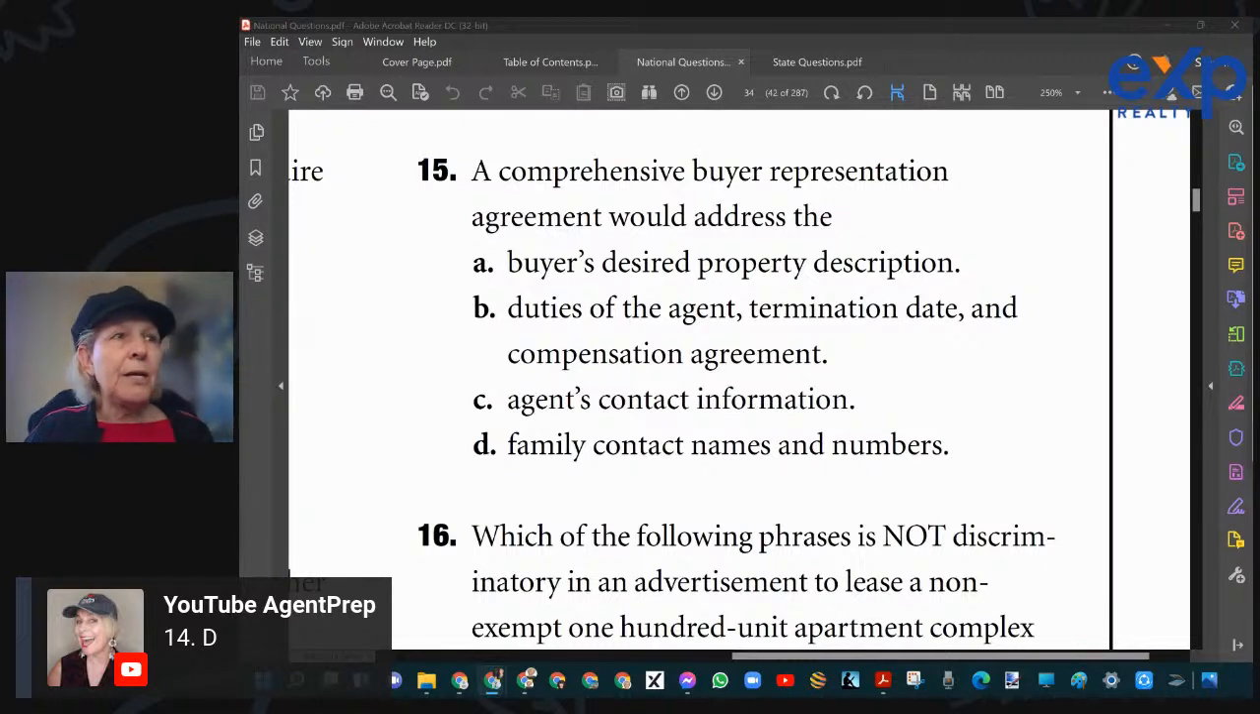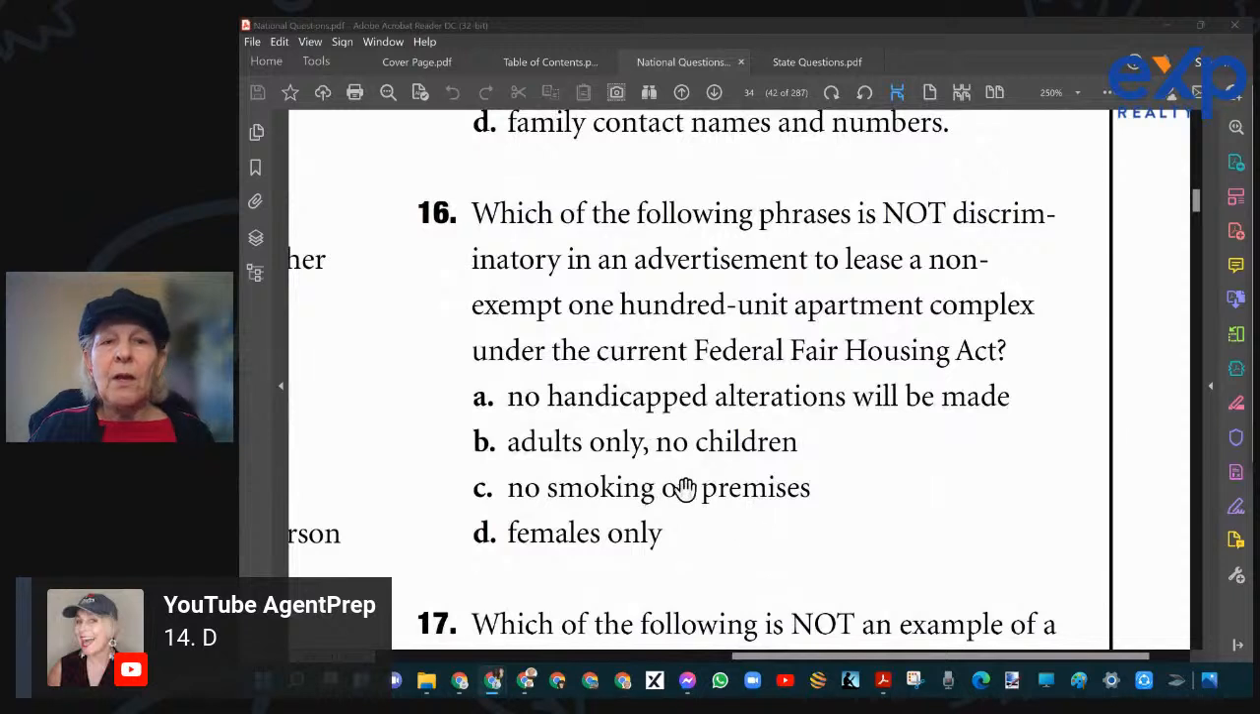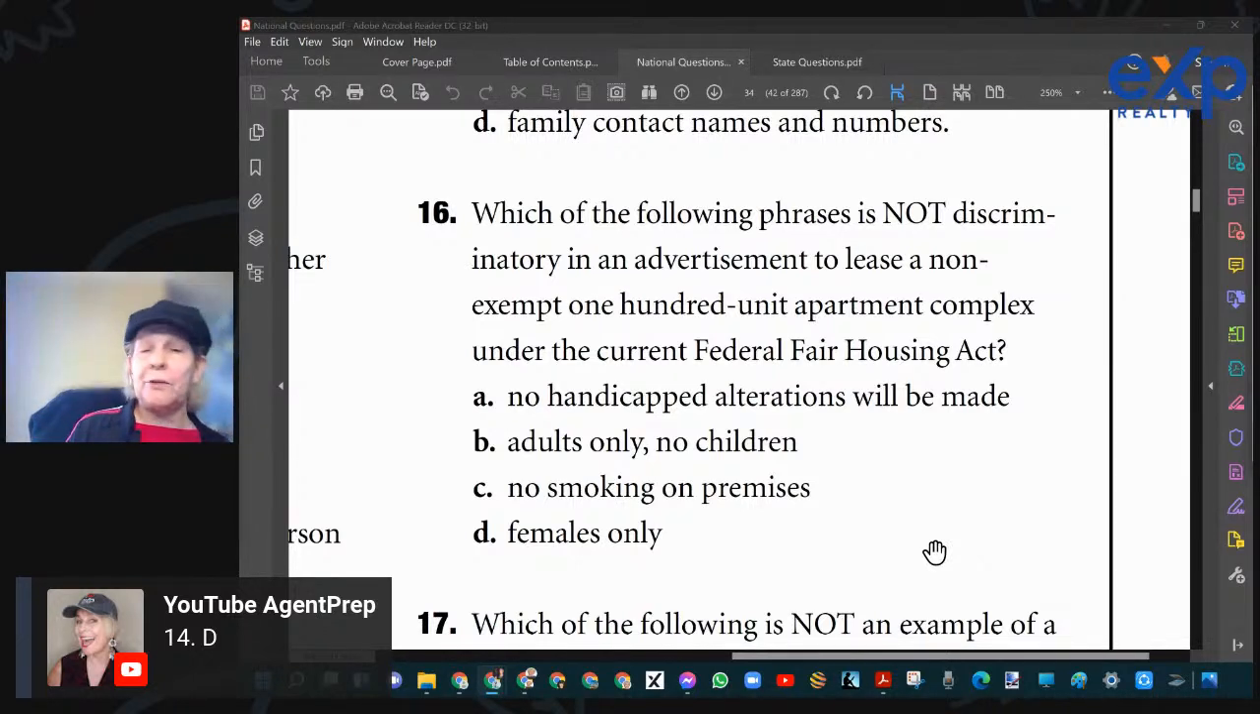Hi, Laura. Thank you for answering. Very good. Number 16. Which of the following phrases is not discriminatory in an advertisement to lease a non-exempt 100-unit apartment complex under the current Federal Fair Housing Act? A, no handicapped alterations will be made. B, adults only, no children. C, no smoking on premises. D, females only. So which one would not be a discriminatory advertisement?